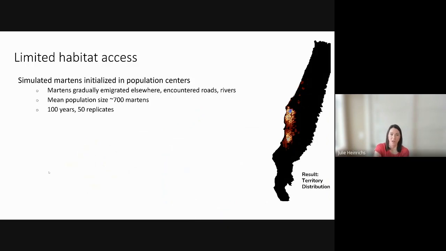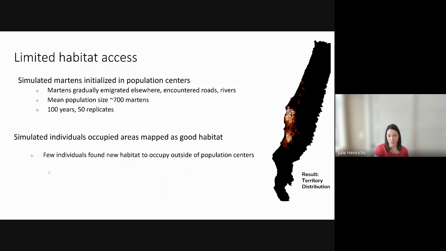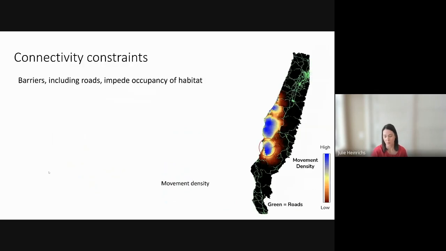So we simulated martens moving out from those population centers into the landscape, migrating through that complex landscape. We had about 700 of them moving in this simulation and tracked them over 100 years, and then looked at where they were able to get to and what restrictions were present to their movements.